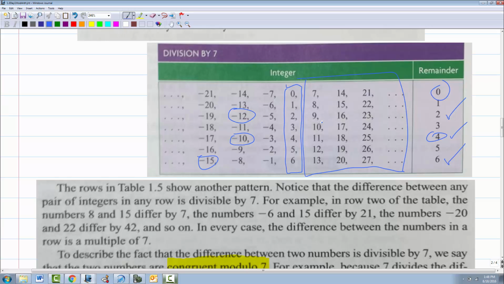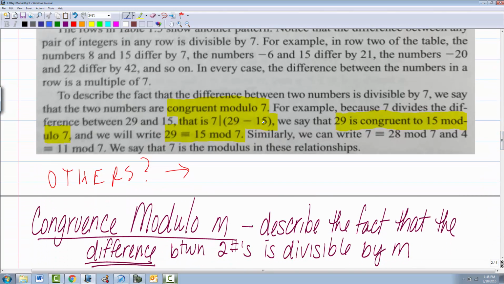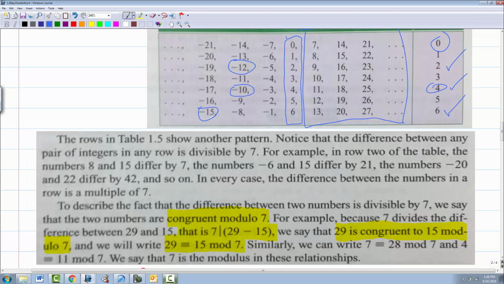So the pattern that develops on these, no matter what row you look at, when you take the difference between two numbers that have the same remainder for 7, that difference will be divisible by 7. It's a natural progression, even with negatives. When I take 27 minus negative 15, be careful. What's 27 minus negative 15? 42, and 42 is divisible by 7. Now, what it doesn't tell you is what the remainder is. It just says they have the same remainder for this modulus.